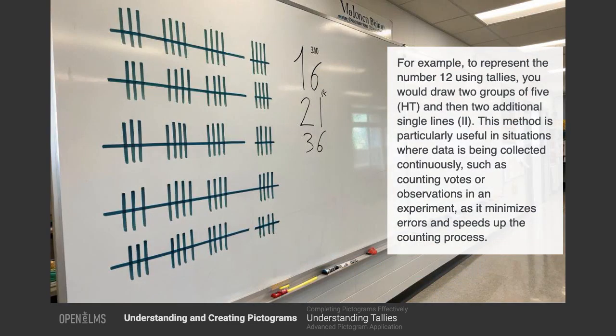For example, to represent the number 12 using tallies, you would draw 2 groups of 5, and then 2 additional single lines. This method is particularly useful in situations where data is being collected continuously, such as counting votes or observations in an experiment, as it minimizes errors and speeds up the counting process.